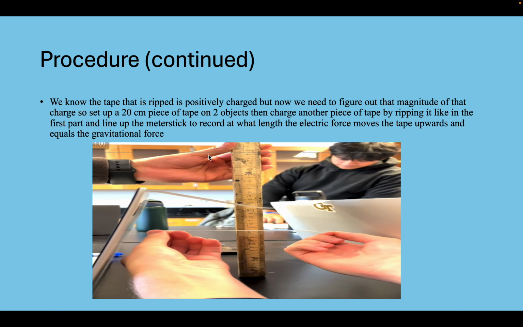For part 2 of this experiment, we're trying to see what the R is in our electric force. So you have to suspend a piece of tape over 2 objects, and then we're trying to see what that R is by moving the positively charged tape closer to the neutral one.